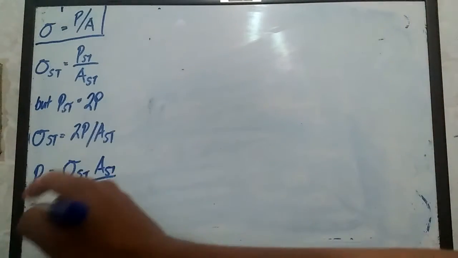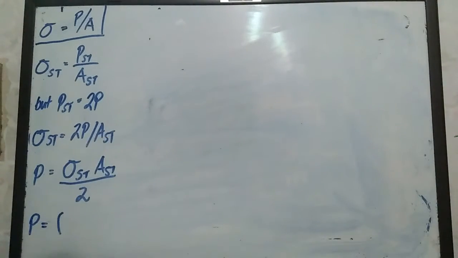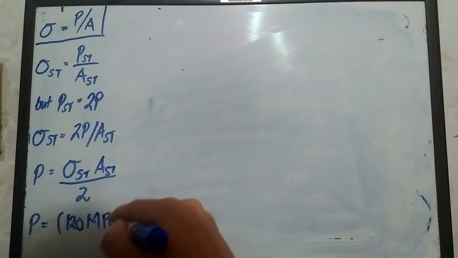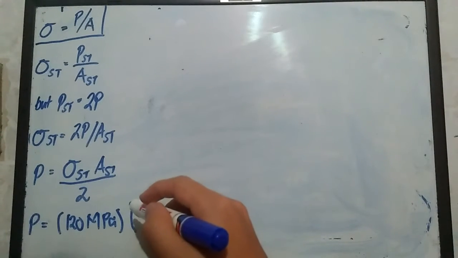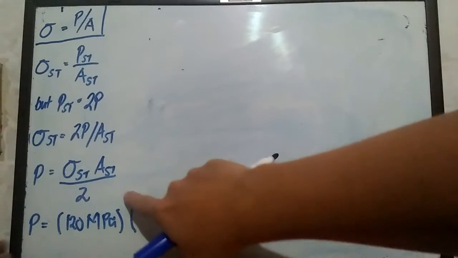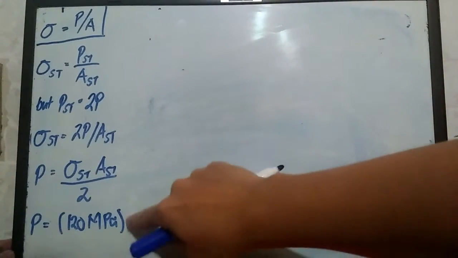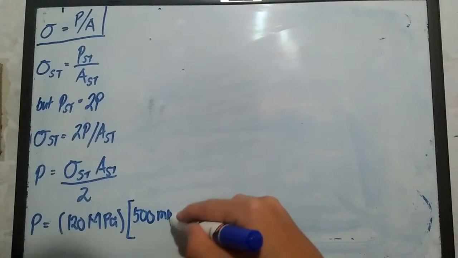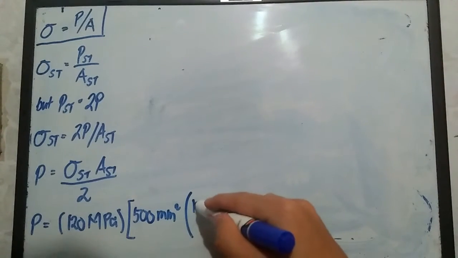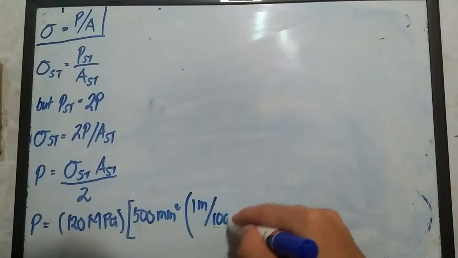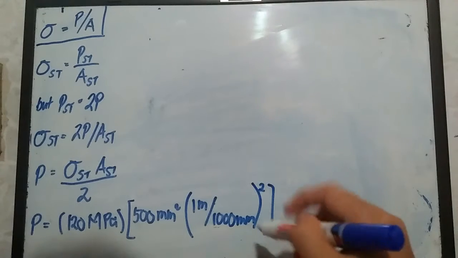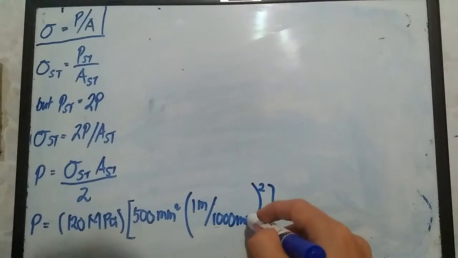So solving for that one, P is equal to sigma sub ST, which is equivalent to 120 megapascals based on the givens, multiplied by the cross-sectional area equivalent to 500 square millimeters. But if we're going to convert that into square meters, we need to do it like this: 500 square millimeters multiplied by 1 meter for every 1000 millimeters, and then squared because we're talking about the area. Okay, so square millimeters cancel.